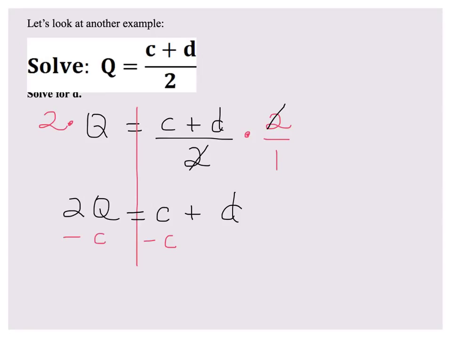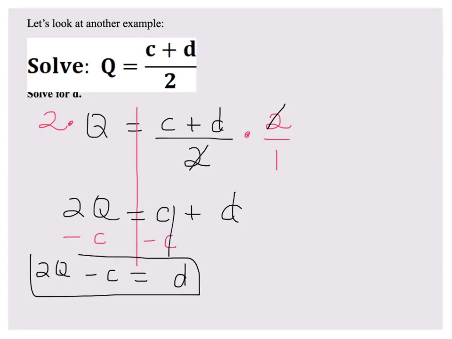Now, when we write that out, we're left with d over here. And then on the other side, we have 2q minus c. And this is our solution.